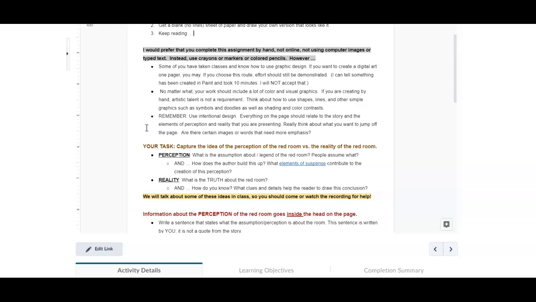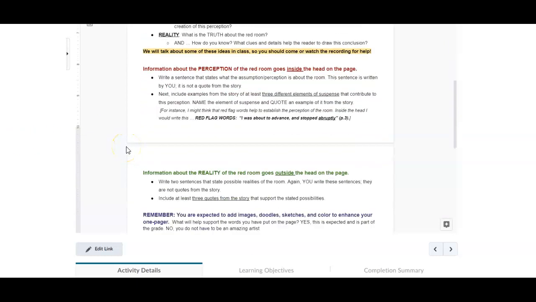The reality is what is the truth about the Red Room? So how do you know? What clues or details help you draw to this conclusion? So we will talk about some of these ideas in class, but you should also watch the recording for help.